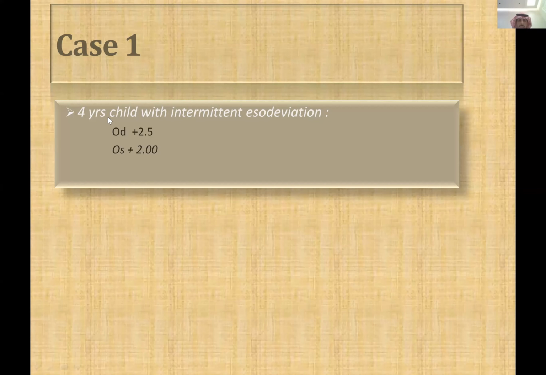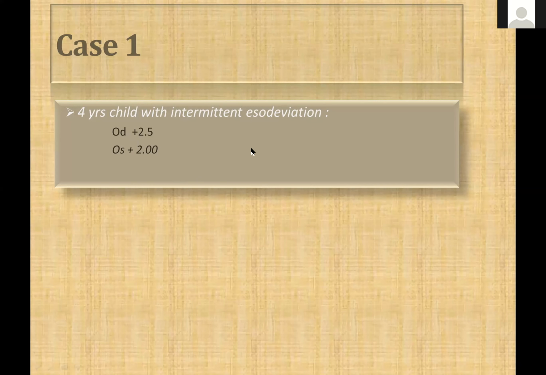Let's say you have a child who is 4 years with intermittent eso deviation. His refraction in the right eye is plus 2.5, in the left eye plus 2. What do you give? I want one volunteer. Yeah, Doctor, we have Dr. Arim Al-Ahmadi who wants to answer. Okay.